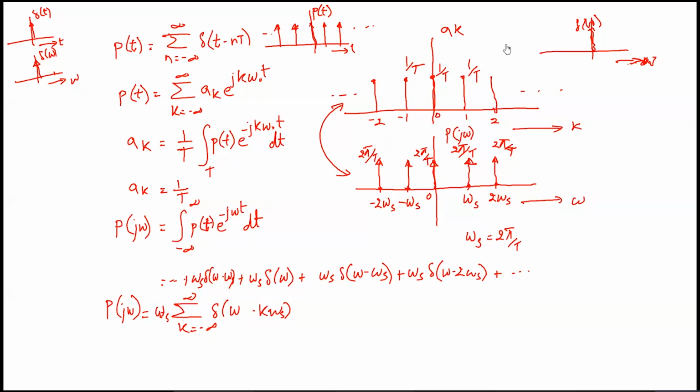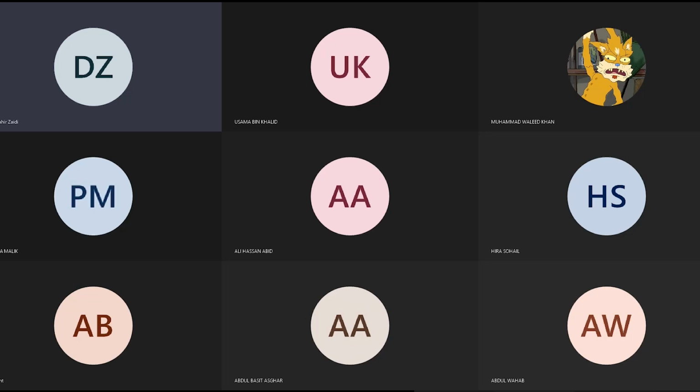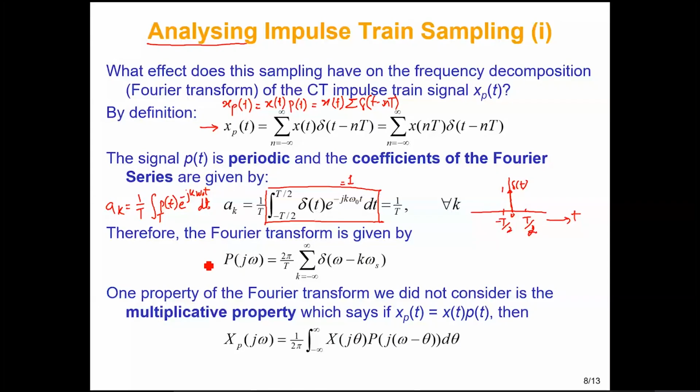So right now, just coming back to what we were covering earlier, the slide set. Here we see we can directly find the Fourier transform, which will be omega s delta of omega minus k omega s. They have skipped multiple points on how we get from a_k to P(jω). So if you just plot a_k, which is all 1 over T, you will see that we end up getting this particular set of impulses. So this is your P(jω).